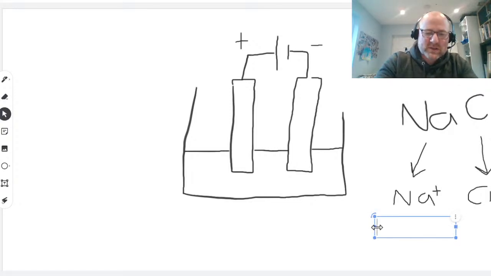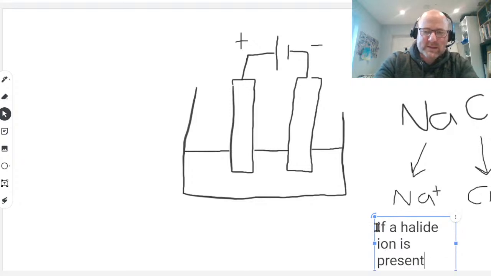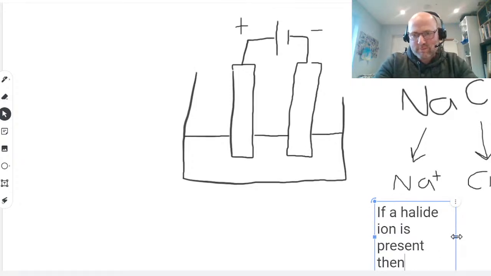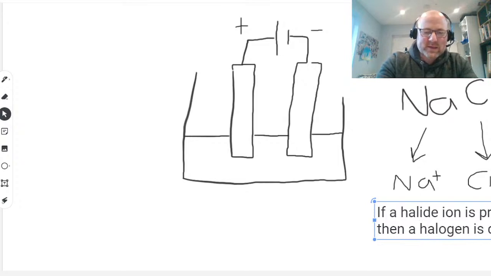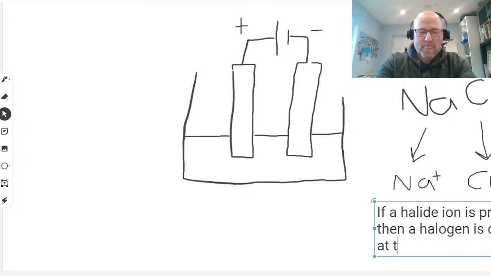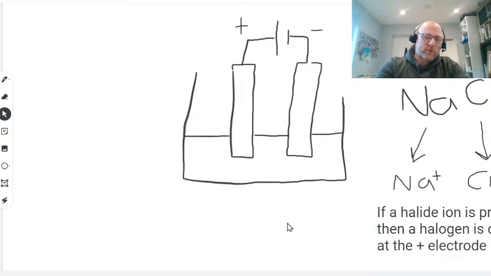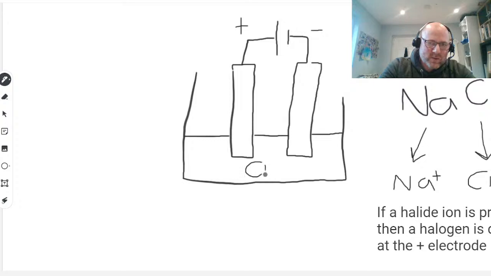So the rules of solutions are, if a halide ion is present, then a halogen is discharged at the positive electrode. So that rule means if there is a halide ion present, is there a halide ion present here? And the answer, of course, is yes. We have a halide ion. Halide means they come from group 7.